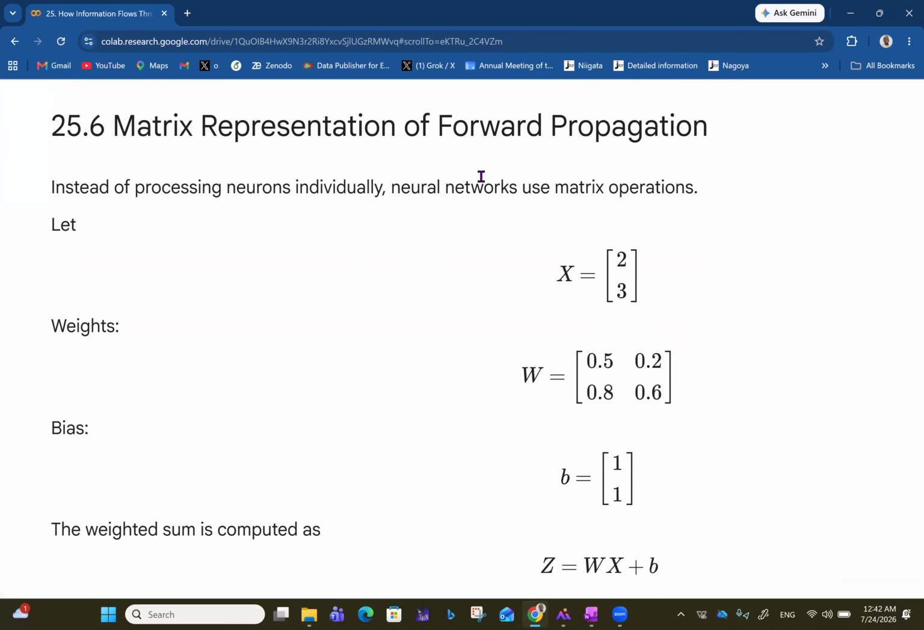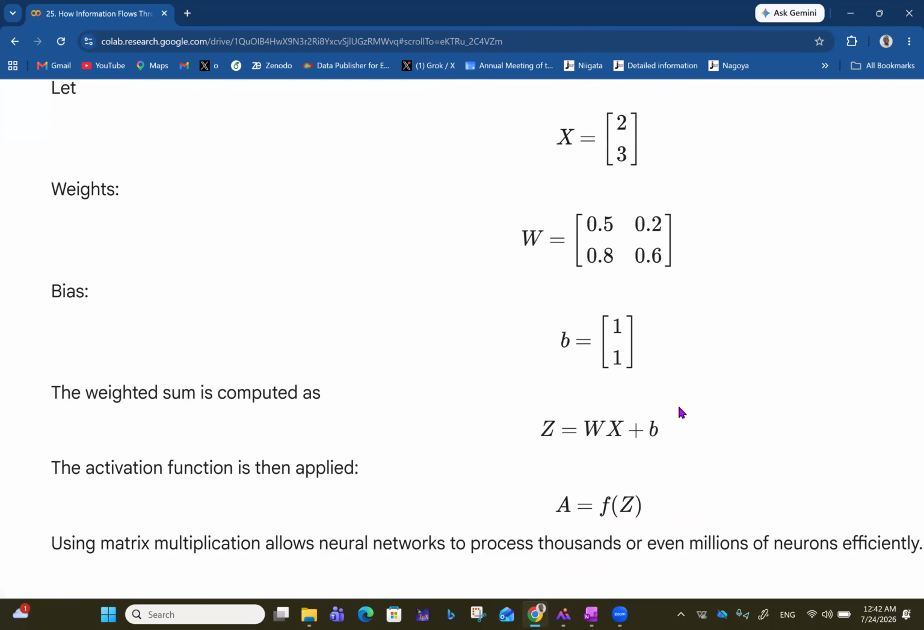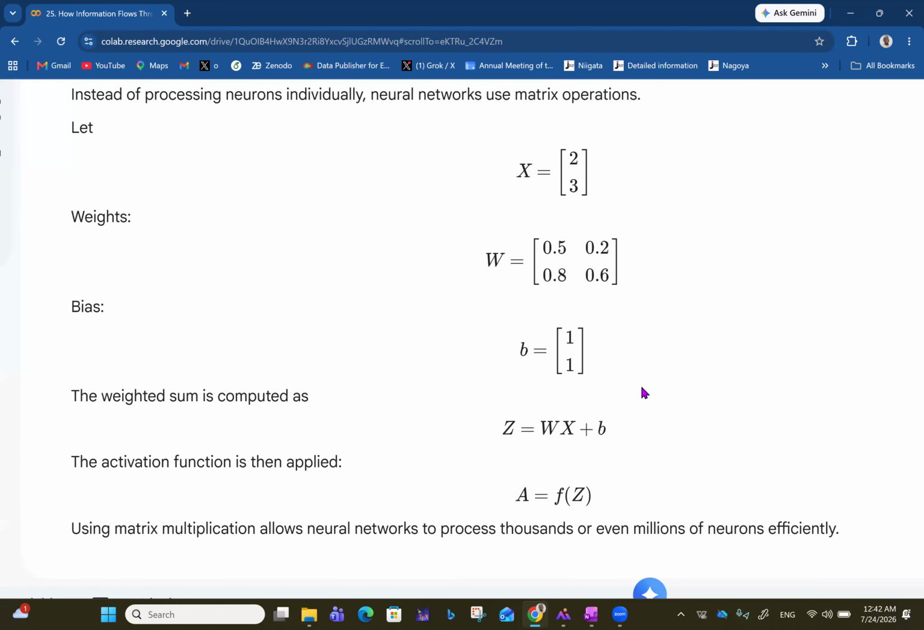Then let's talk about matrix representation of forward propagation. Instead of processing neurons individually, neural networks use matrix operations. Matrices are really so handy. So let x be 2, 3, for instance, and weights are 0.5, 0.2, 0.8, 0.6. And then the bias, you have b to be 1, 1. So in one instance, the weights are 0.5, 0.2. In another instance, the weights are 0.8, 0.6, like that. So the weighted sum can then be computed as Z equals WX plus B.